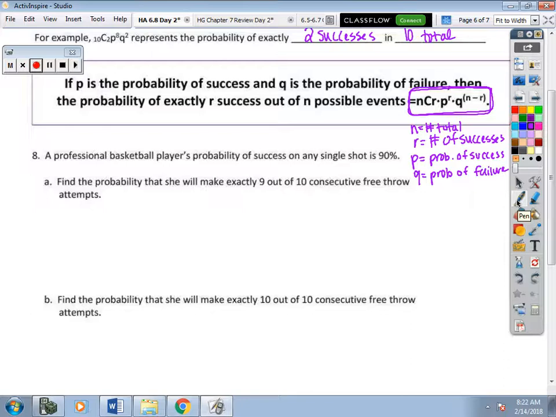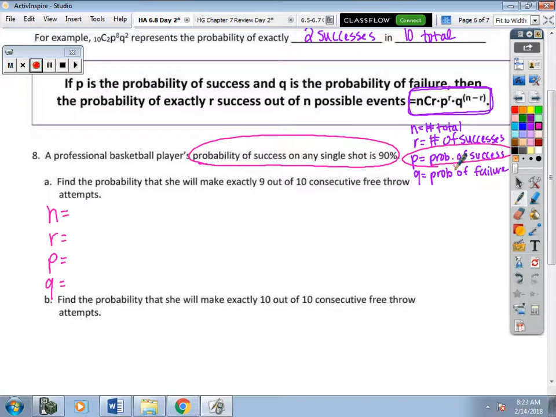So a professional basketball player's probability of success on any single shot is 90%. Okay, so you may want to just keep a little listing of all your variables. You have an N variable, an R, a P, and a Q. So probability of success is our P variable. Now you do have to change it back to a decimal. So 90% would be 0.9 or 0.90.